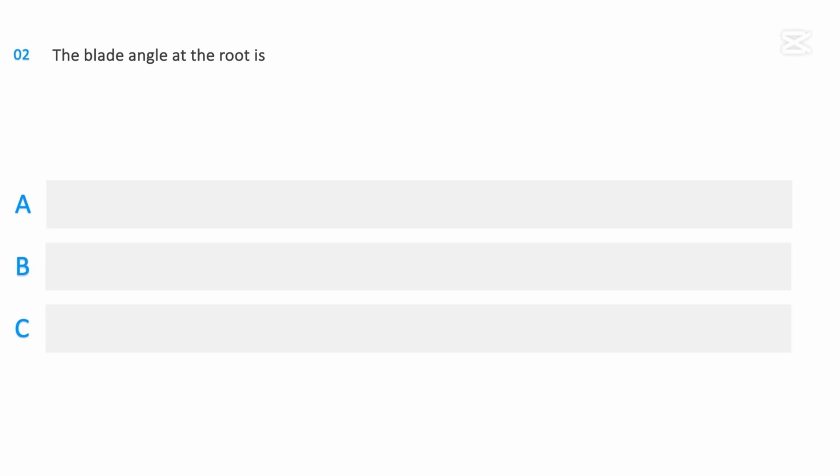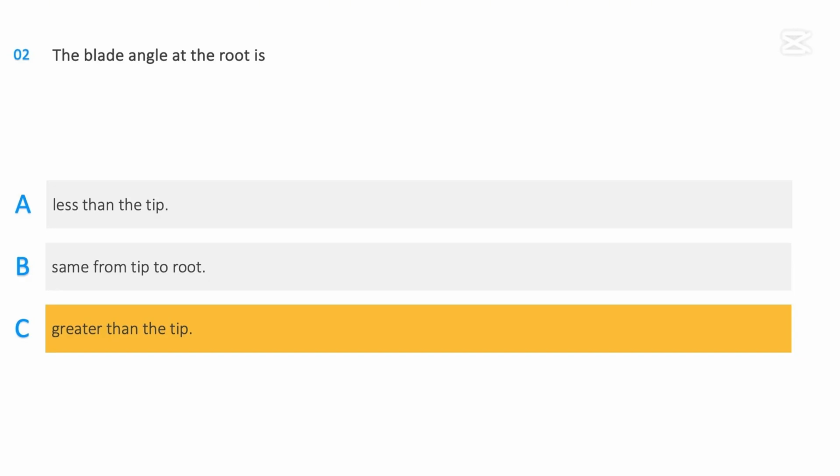The blade angle at the root is less than the tip. Same from tip to root. Greater than the tip. The correct answer is greater than the tip.